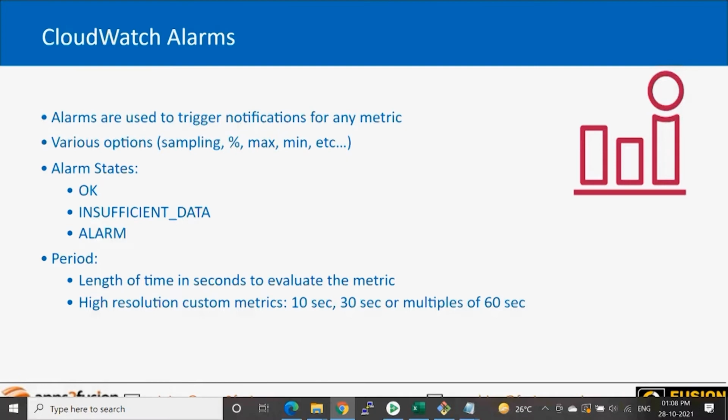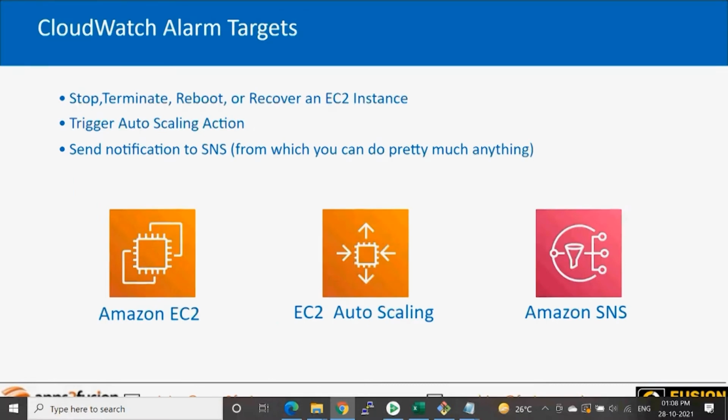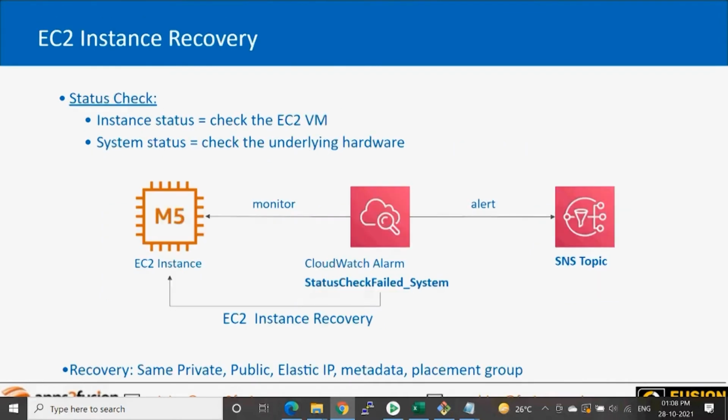So, CloudWatch alarm targets. You can use Amazon EC2, Auto Scaling and SNS. These three would be the CloudWatch alarm targets. You can use any of these to send notification or trigger some auto scaling. EC2 instance recovery: you can use status check to check the status of your instance, how the instance is performing and how the status of your instance is changing from running to stopping, running to pending, or running to rebooting. Everything will get notified, and then you will get the notification through an SNS topic.